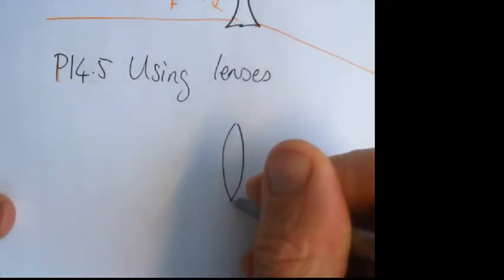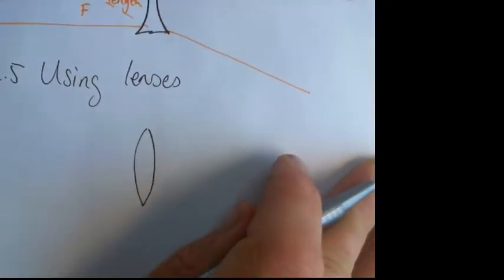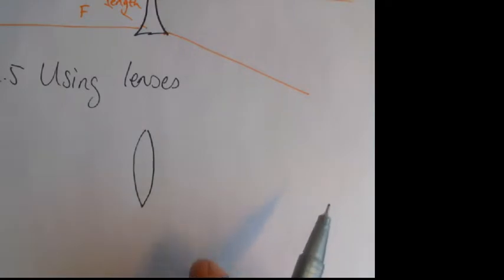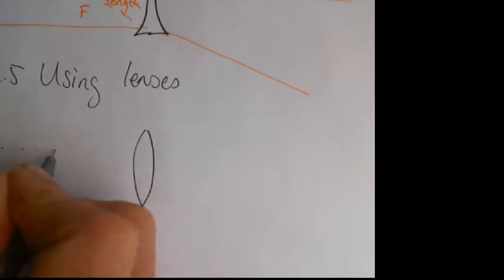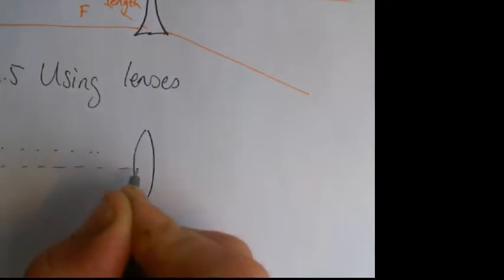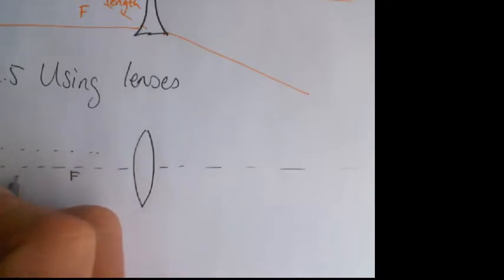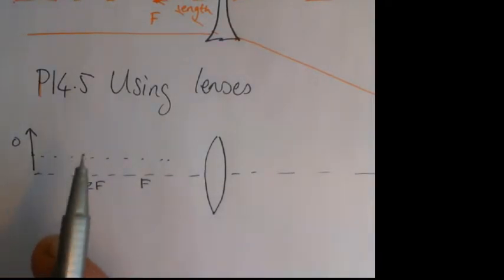So the more powerful the lens, the shorter the focal length is. Remember the focal length is the distance from the lens to the principal focus, or f. So I'm going to put an object here, my object O, right in the middle of this lens. And I'm going to say that the focal length is here, and 2f is here, so twice the focal length. So my object is further away than two lots of the focal length.